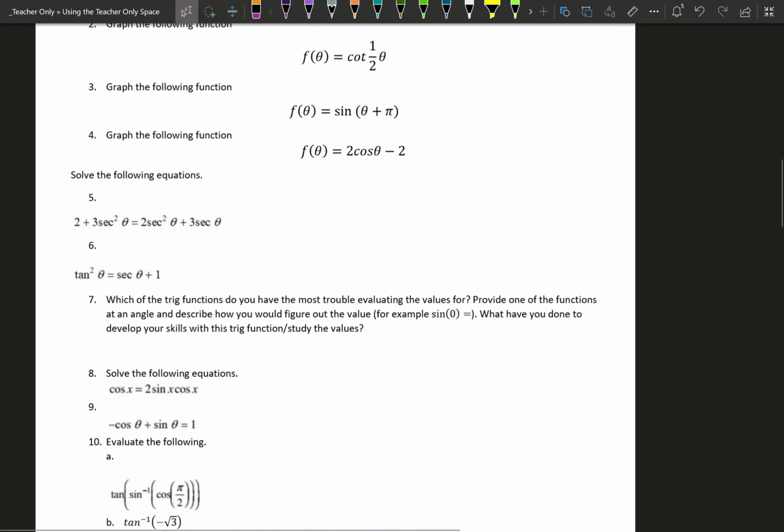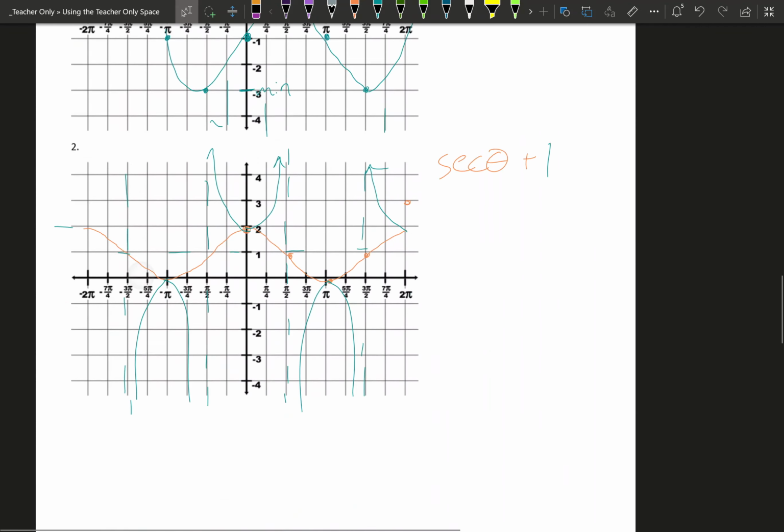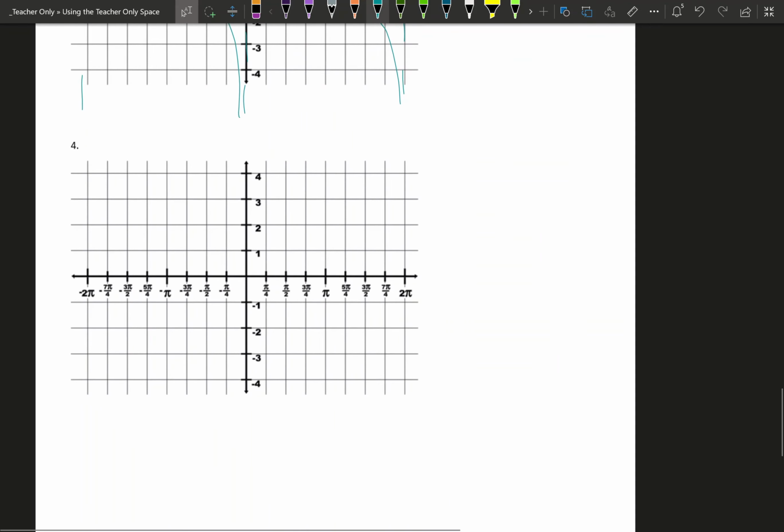Our other two graphs, the sine of theta plus pi, and then, was it 2 cosine of theta minus 2. So the sine of theta plus pi, we just take our standard sine function, and then we are going to shift it left pi.